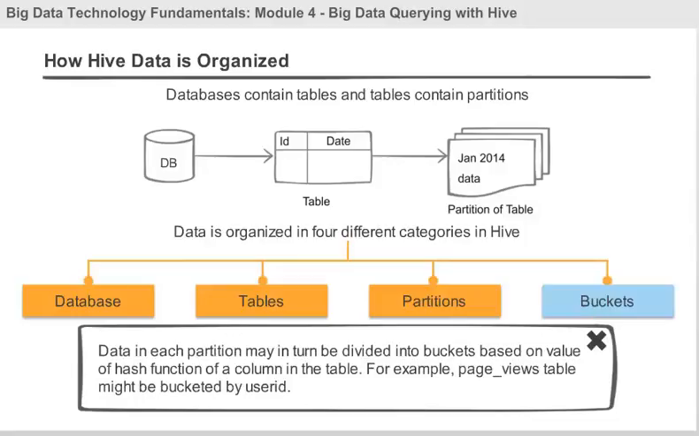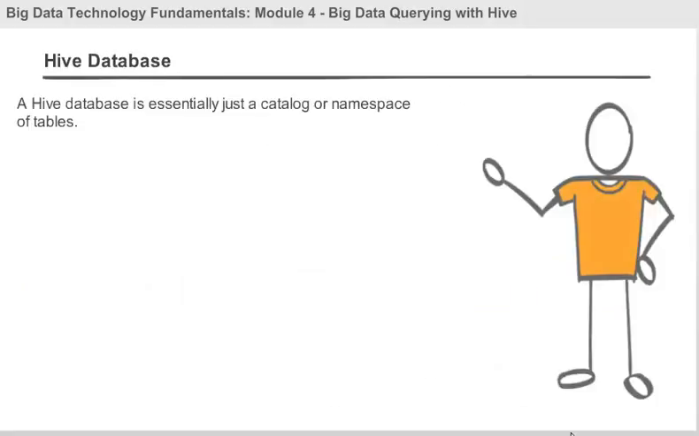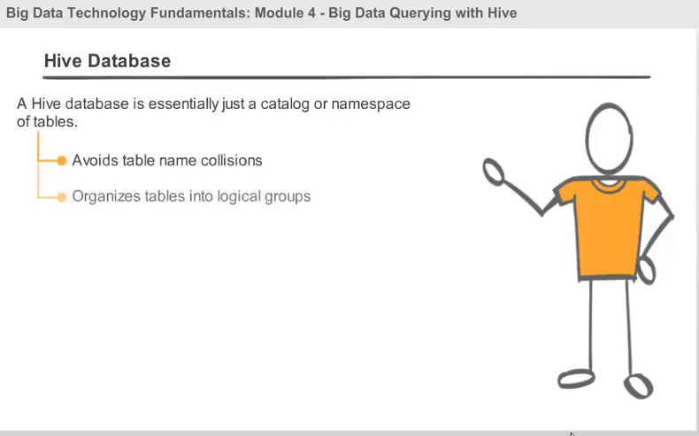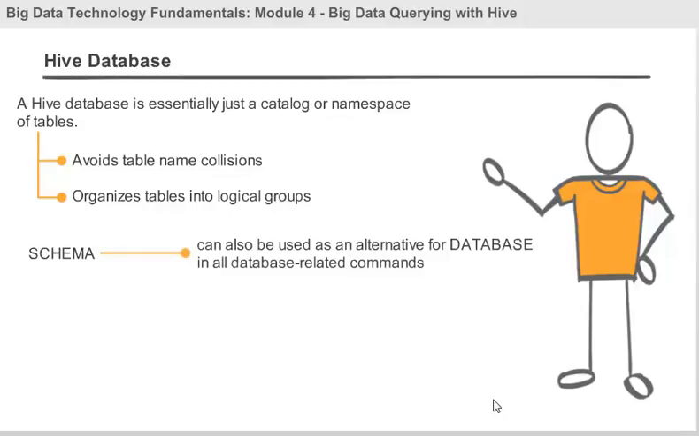With Hive, a database is essentially just a catalog or namespace of tables that helps avoid table name collisions. Hive databases are used to organize production tables into logical groups. Note that the keyword schema can also be used as an alternative for database in all the database-related commands.